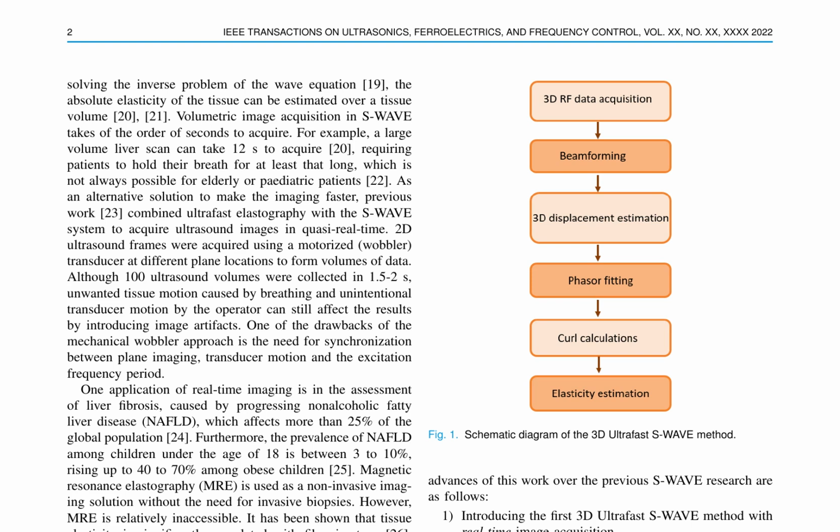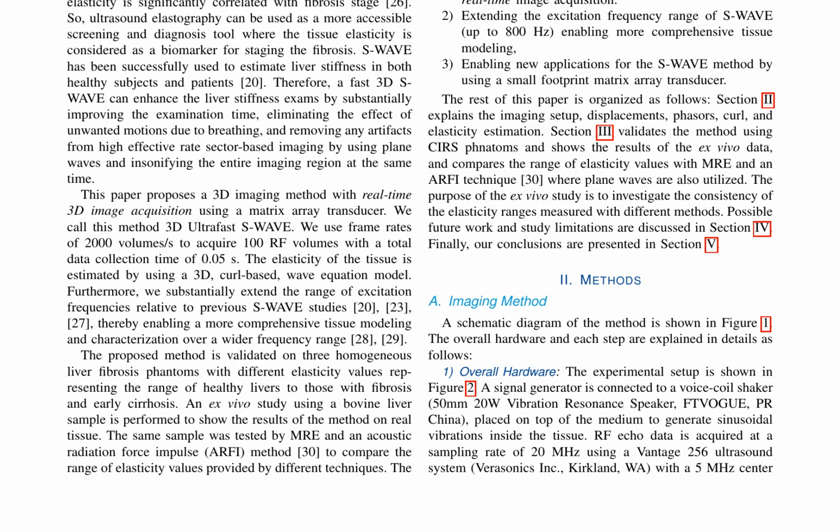and new applications. The imaging setup consists of a signal generator connected to a voice coil shaker, which generates sinusoidal vibrations inside the tissue, and an RF echo data acquisition system at a sampling rate of 20 MHz. The method utilizes frame rates of 2000 volumes/s to acquire 100 RF volumes in 0.05 seconds, significantly reducing the impact of unwanted motions due to breathing or transducer motion.